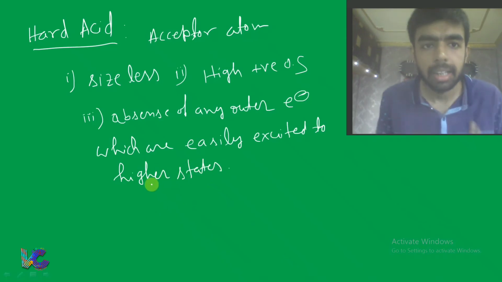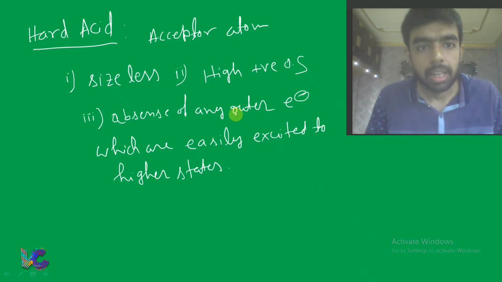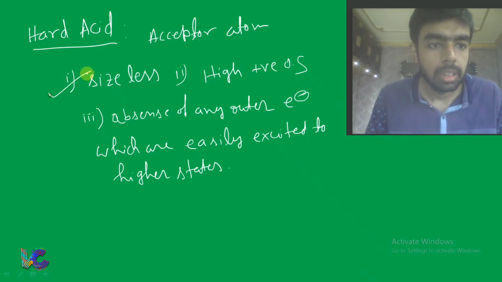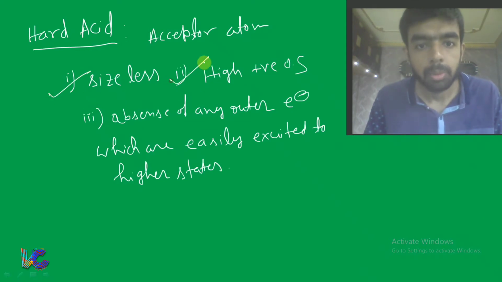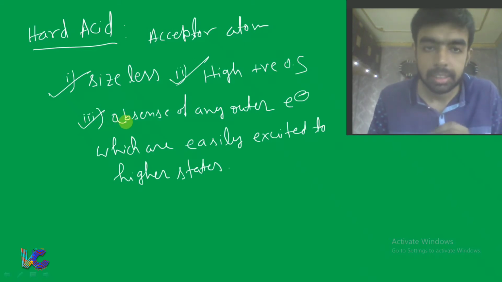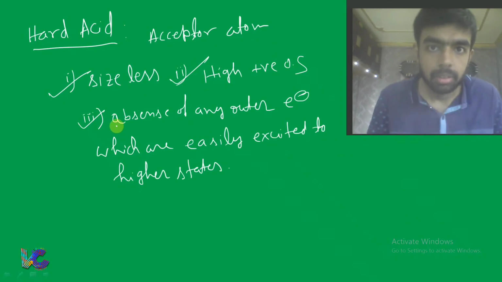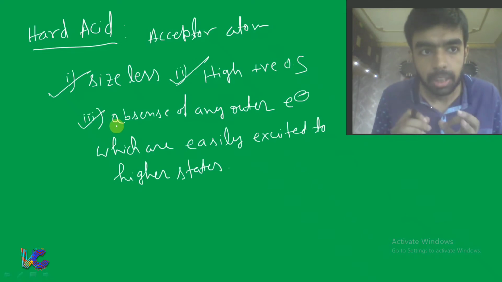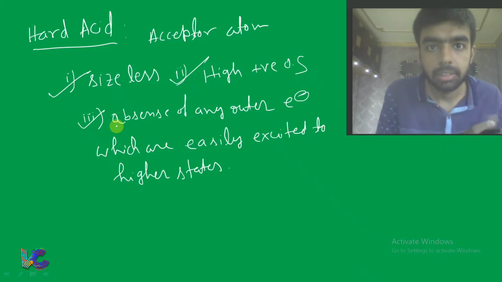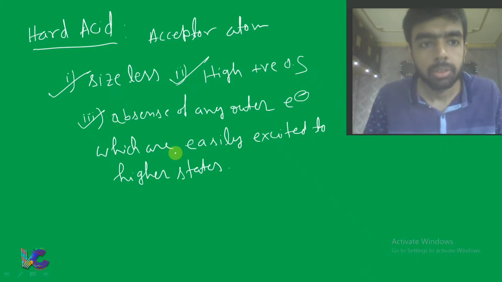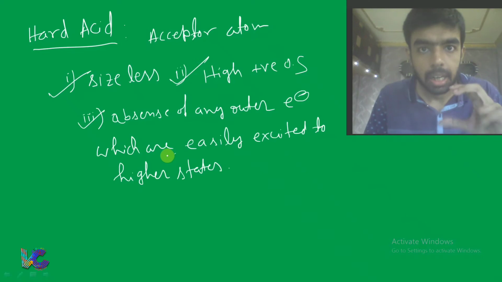Okay, so a hard acid is that acid where the acceptor atom is marked by small size, a high positive oxidation state, or absence of any outer electrons which are easily excited to higher states. So if these conditions are satisfied, then we can say that the acceptor atom is a hard acid, or the metal is a hard metal.